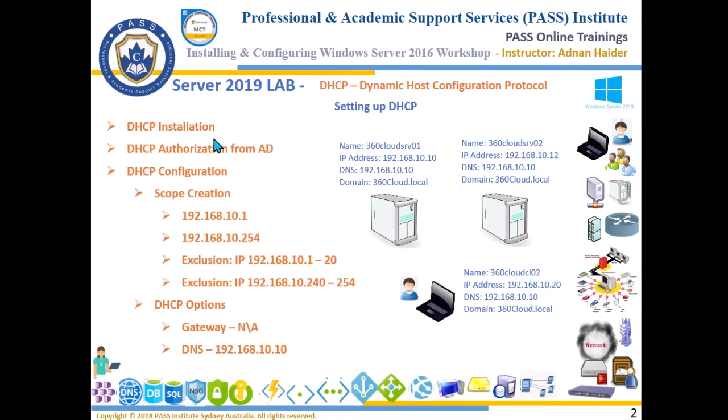The steps will be: we will go through DHCP installation and then DHCP authorization. The DHCP must be authorized once it is installed, and then we will configure the DHCP server. The DHCP server will be our first server, and the scope we are going to create is 192.168.10.1 to 254. There will be two exclusions. The first 20 IP addresses won't be used, excluded, and the last 14 IP addresses will be excluded.